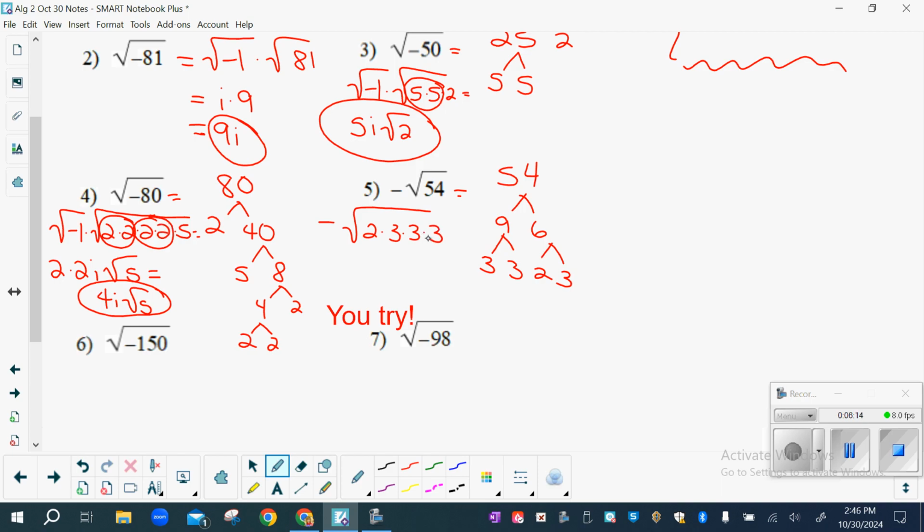So why did we not put a negative 1 on the inside of this one? The negative's on the outside. Yeah, the negative's on the outside. There's no negative on the inside, so we leave that out there. We have a pair of 3's. Those 3's move out to the front, and it is negative 3 square root 2 times 3, which is 6.